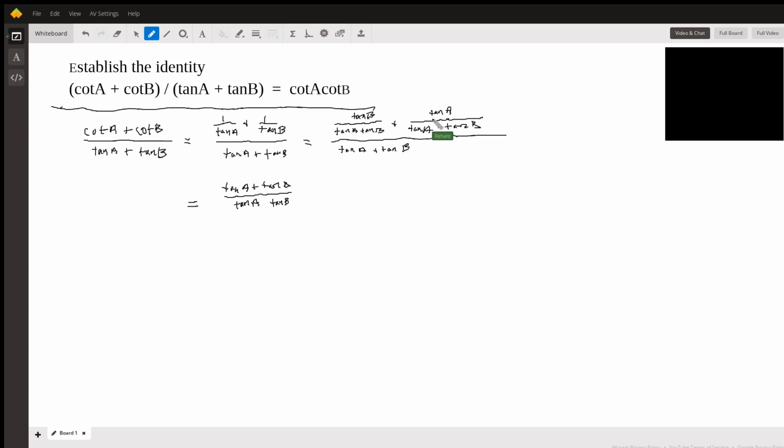Okay. So where I left off here was, I can now add these two together. So I get tan A plus tan B over tan A times tan B. And then that's the numerator. And remember, the denominator is tan A plus tan B.